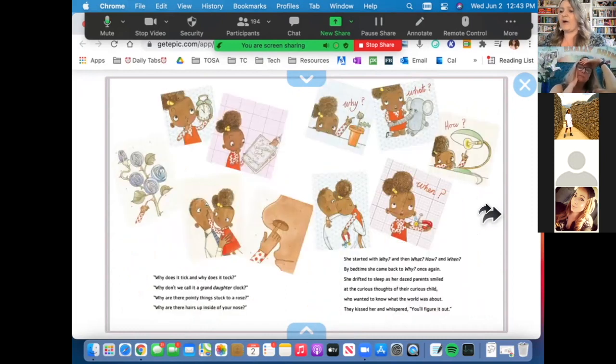Why does it tick and why does it talk? Why don't we call it a granddaughter clock? Why are there 3 pointy things stuck to a rose? Why are there hairs up inside of your nose? She started with why and then what, how, and when. By bedtime, she came back to why once again.